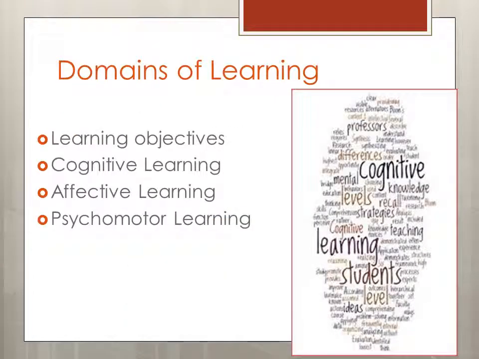The domains of learning include learning objectives. You need to figure out what it is that the client needs to know. Cognitive learning includes intellectual learning. Affective learning is the expression of feelings and acceptance of attitudes, values, or opinions. Psychomotor learning is the acquisition of skills that may involve integration of mental and physical activity. Clients may need to learn more than one domain.